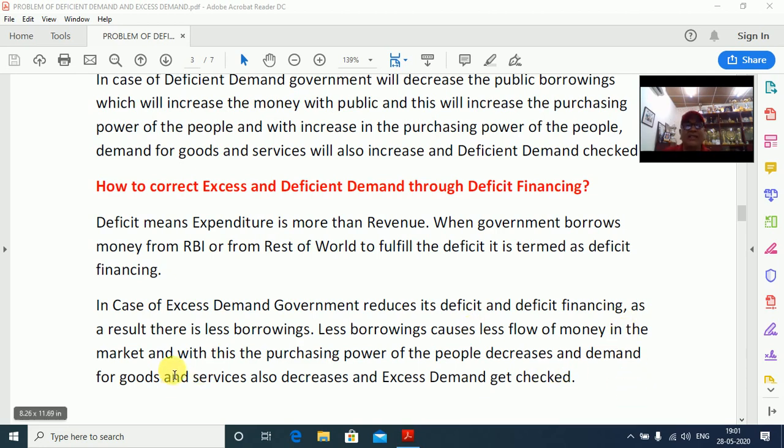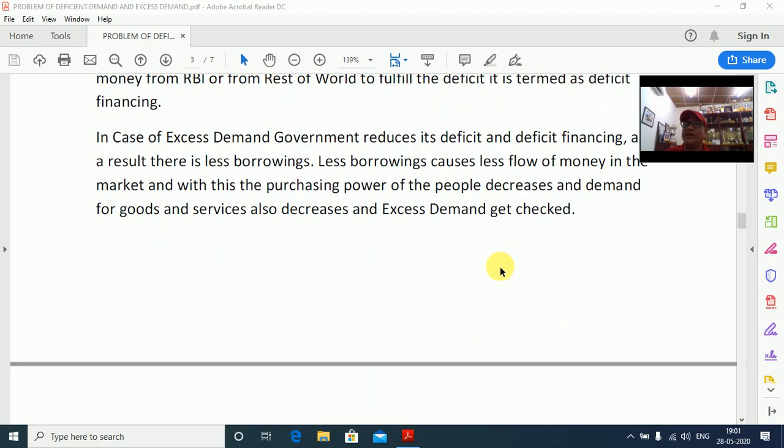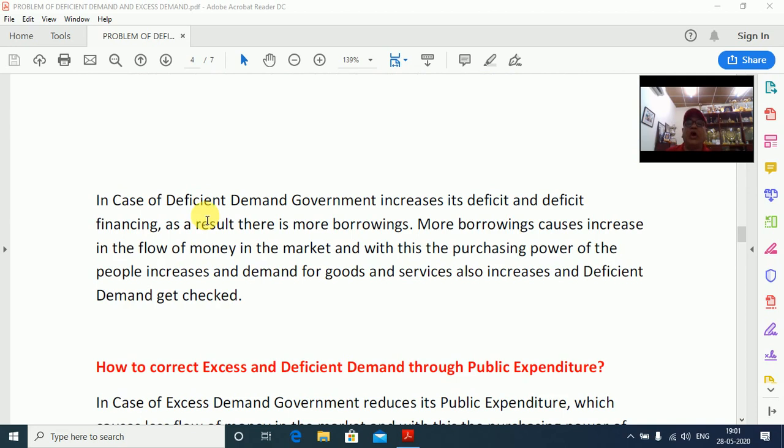If there is less money in the market, what will happen to the purchasing power of the people? That is going to reduce, and as a result people will demand less goods and services. And what is checked? Excess demand. So if there is excess demand, government will reduce its deficit and deficit financing. If there is a deficient demand, government will go for more deficit. If there is more deficit, there will be more deficit financing.